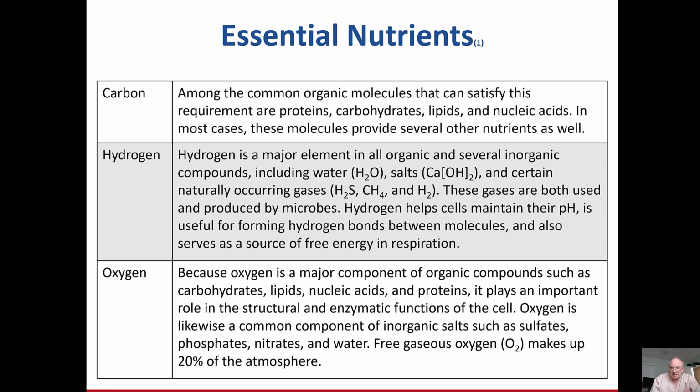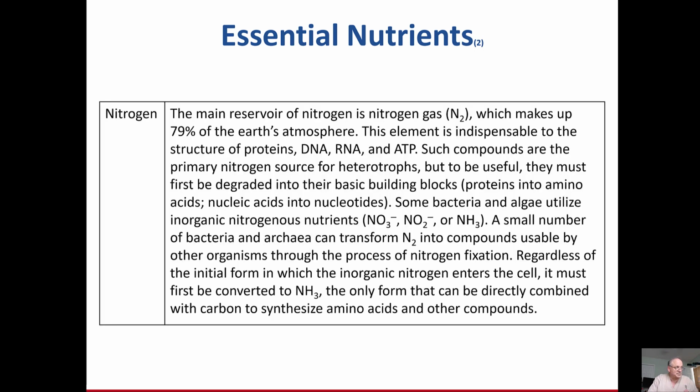Oxygen is likewise a common component of inorganic salts. That is why we call it a salt, is that it contains an oxygen type molecule. Phosphates, nitrates, and water. Free gaseous oxygen makes up 20% of the atmosphere, which was provided, by the way, by the bacteria friends that are in our environment. So, anyhow, 20% of our atmosphere is from them. So, not bad.